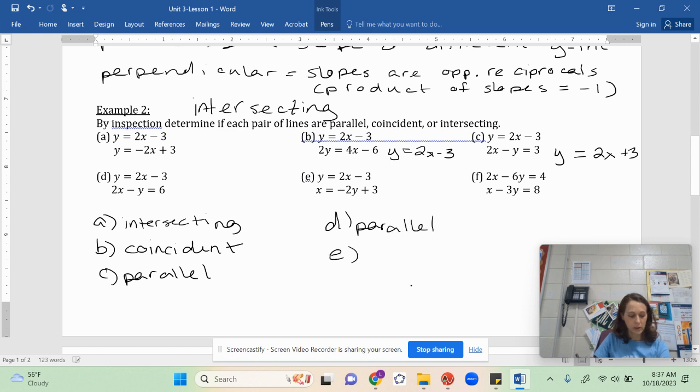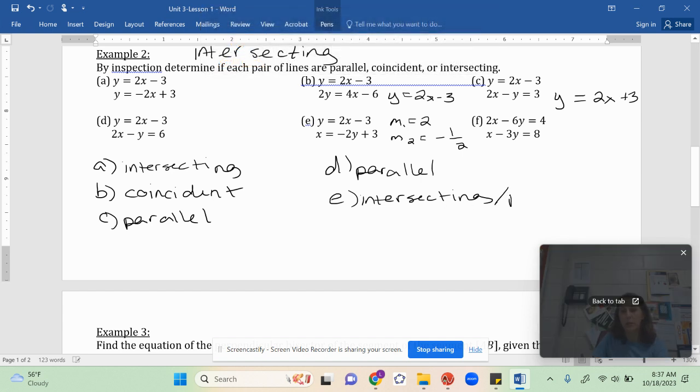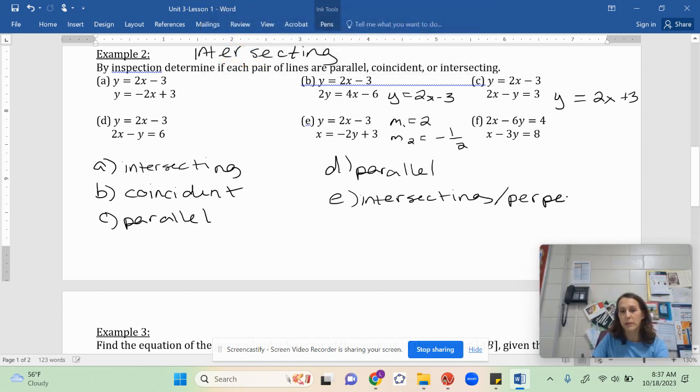E, the lines are intersecting, not just intersecting, but, this problem's weird. It said parallel, coincident, or intersecting. But if you do actually isolate for y, the first one has a slope of obviously 2. The second one has a slope of -1/2. And so the slopes are opposite reciprocals, which means they are not just intersecting, but they are also perpendicular lines.